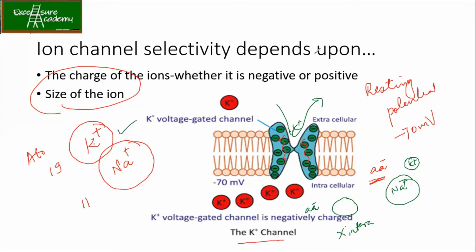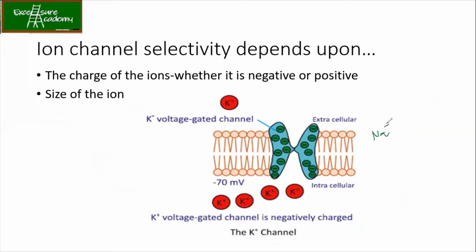Now let's imagine that this channel is of Na plus. Now if your K plus is coming in place of Na plus, what will happen? The size is big over here as compared to your Na plus. So because of the size, it won't be able to pass through the channel. Am I getting across? Is it clear?